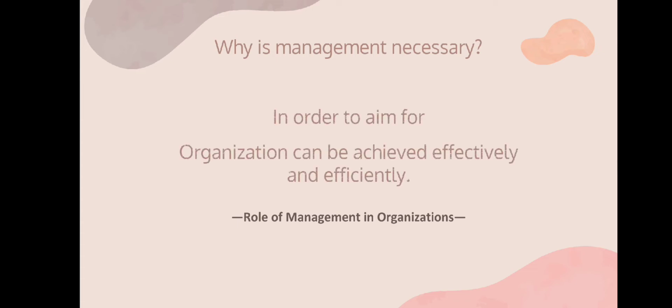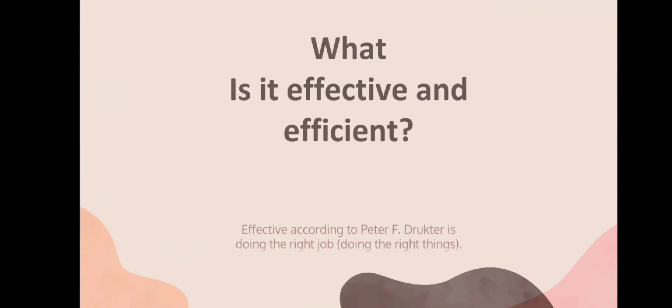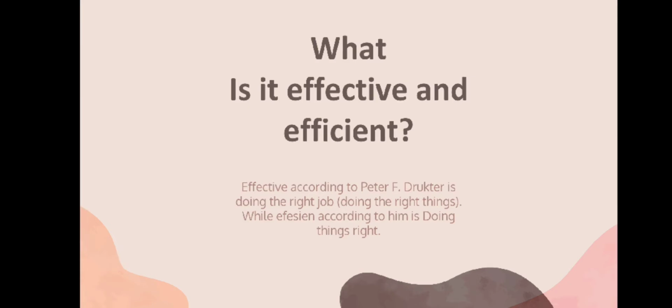Role of management in organization. Why is management necessary? In order for the organization's aims to be achieved effectively and efficiently. What is effective and efficient? Effective, according to Peter F. Drucker, is doing the right things, while efficient, according to him, is doing things right. And the explanation will be explained by Ali.